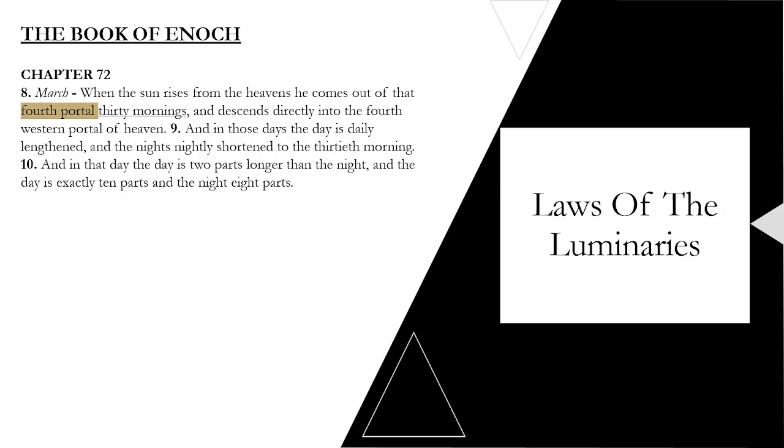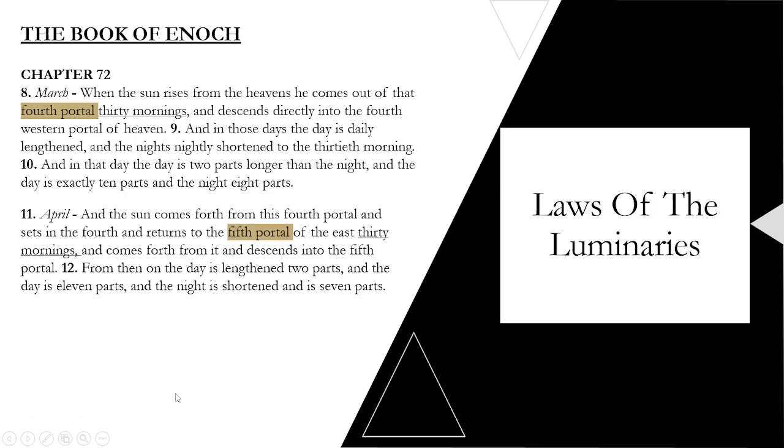All right. So in March, the sun comes through the fourth gate or the fourth portal. And it rises and sets in the fourth portal for 30 mornings. April. And the sun comes forth from this portal and sets in the fourth and returns to the fifth portal of the east 30 mornings.